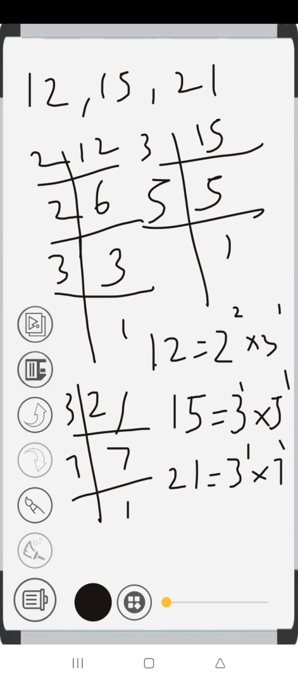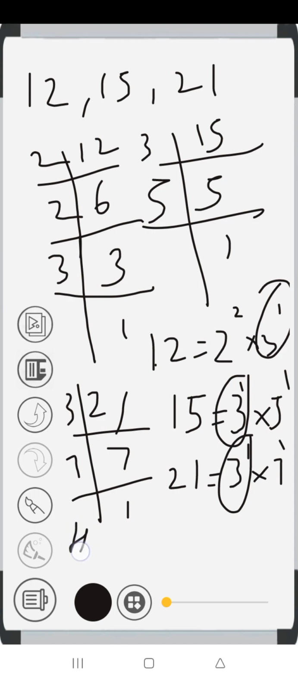Right? So we have to find out the HCF and LCM of these three numbers. What are the numbers common in all the three? So if we see 3 power 1, over here also 3 power 1, and over here also 3 power 1 is common. Hence HCF is 3. 3 power 1 is nothing but 3.